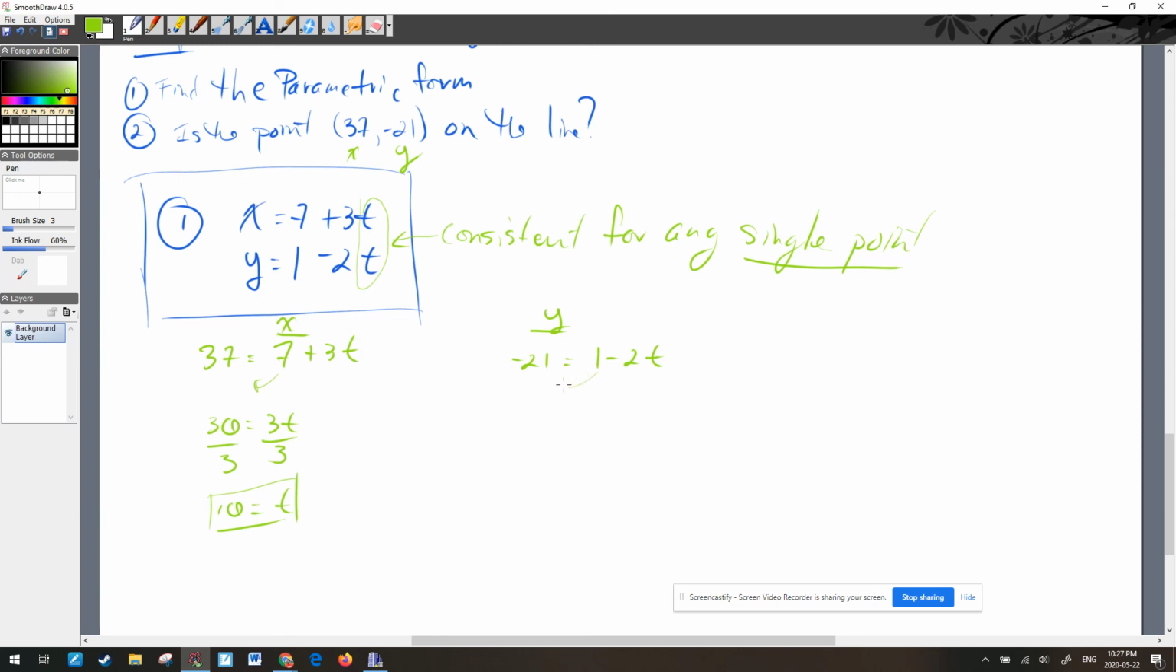We can do the same thing over here. We're going to move this over, and we find that negative 22 is equal to negative 2t. Divide by negative 2, and we find out here that t is equal to 11, which means that it is inconsistent. So if it's inconsistent, therefore, the point 37, negative 21 is not on the line.